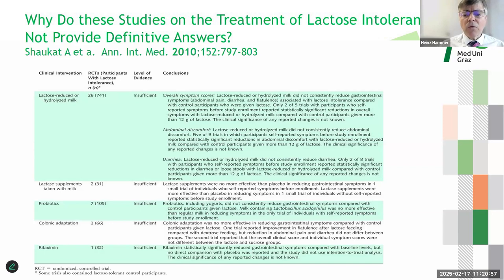This recent research also helps us to understand why these older studies on the treatment of lactose intolerance did not provide definitive answers. In this review dated 2010, studies on the treatment of lactose intolerance were summarized. This was 26 randomized controlled trials on lactose-reduced or hydrolyzed milk, 2 studies on lactase supplements, 7 on probiotics, 2 on colonic adaptation, and 1 on rifaximin. The common denominator was that the level of evidence that these treatments might result in an improvement of lactose intolerance was insufficient. Why would that be?